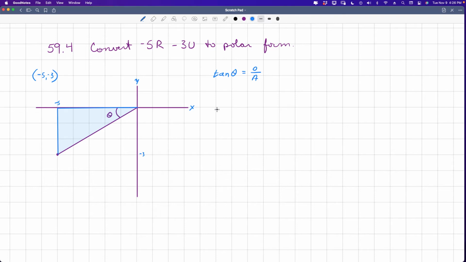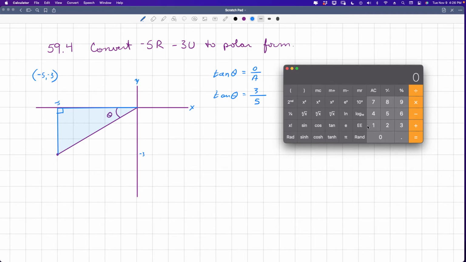So the opposite is going to be this, 1, 2, 3. So the tan here is 3, and we have 1, 2, 3, 4, 5 for the adjacent, because this is the adjacent side right here of the right triangle, right? So when we do the math, let's bring up our calculator.